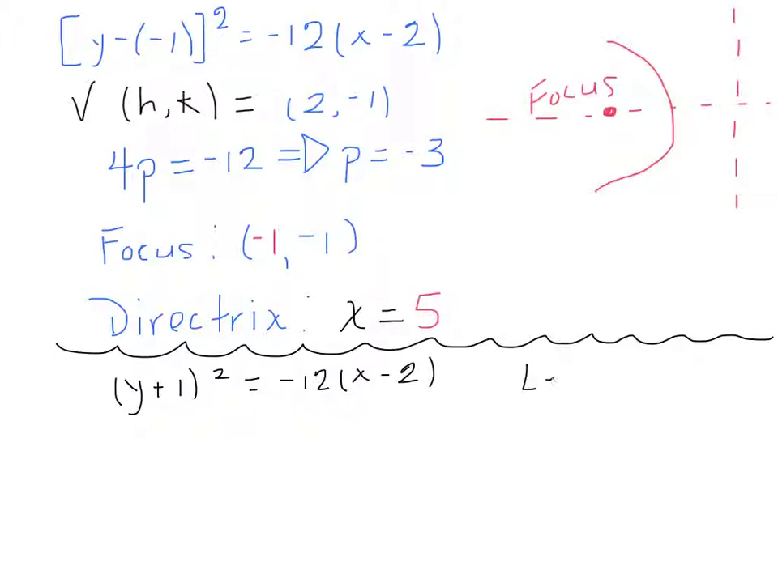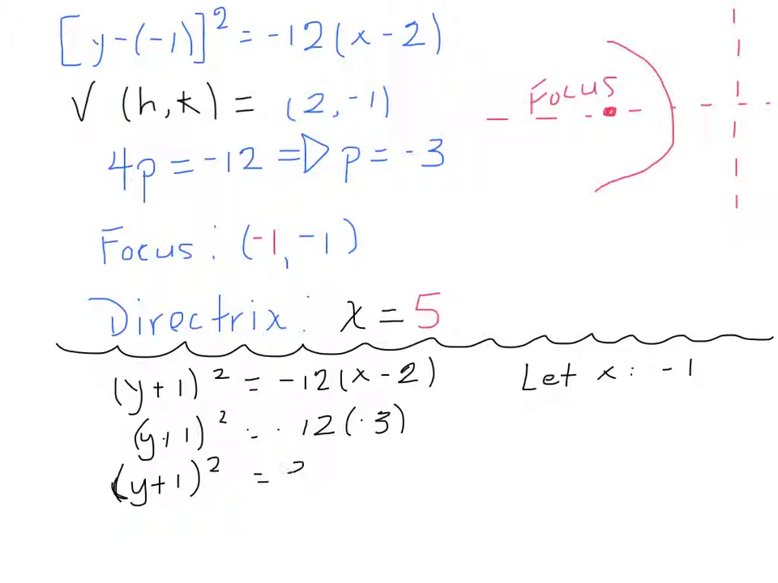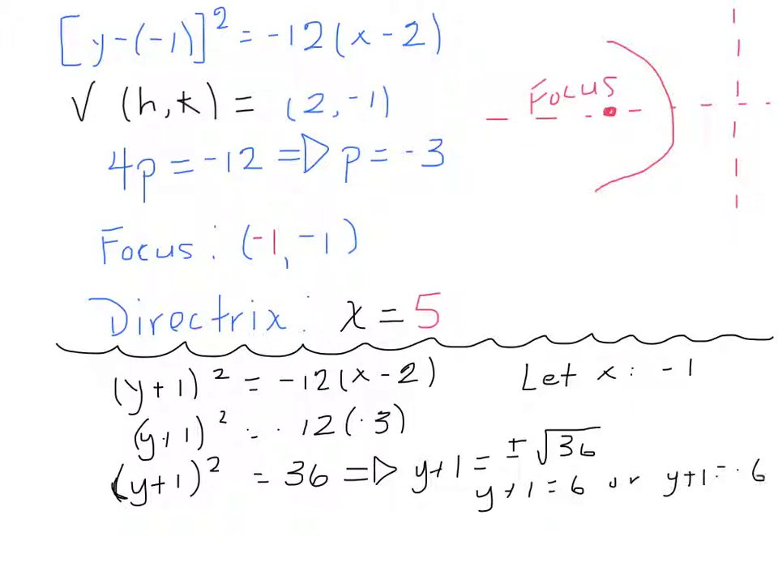So if I let x equal -1, then this becomes (y + 1)² = -12 times -3, or (y + 1)² = 36. So now when I solve this, I have y + 1 equals plus or minus the square root of 36, which means y + 1 is going to equal 6, or y + 1 will equal -6. In the case of the left-hand side, I'll have that y equals 5, and on the right-hand side, I'll have y equals -7. And so that gives me a couple of ordered pairs to work with as I prepare to graph this parabola.